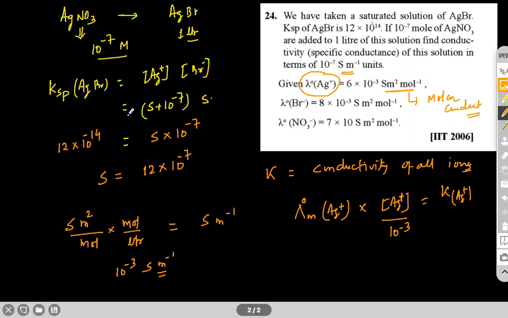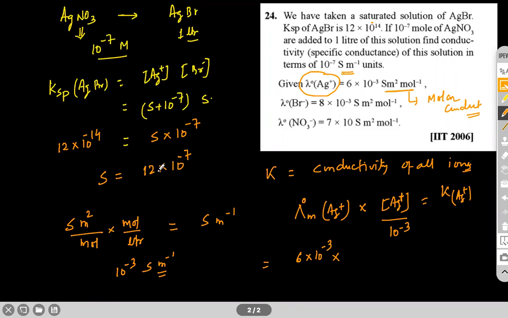Okay, so concentration of Ag plus we can calculate from this. We'll substitute it here, right? So let's calculate this for Ag plus, then probably you'll understand. Lambda m naught for Ag plus is given 6 into 10 to the power minus 3 into Ag plus concentration we have calculated, and that is 12 into 10 to the power minus 7. Remember here also it's 10 to the power minus 14. It is not 10 to the power 14. Obviously that value is too huge, right? That is not possible.